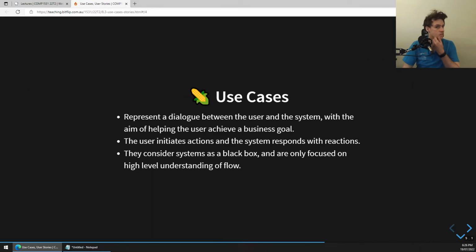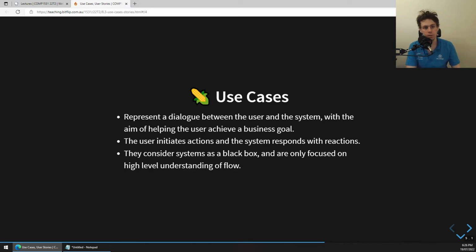Okay, so the second half of this lecture is about use cases. So we've just finished talking about user stories, which are ways of expressing requirements. Use cases are another way of expressing requirements. You could argue that sometimes they're a way of also doing design work, but let's just think about requirements today.